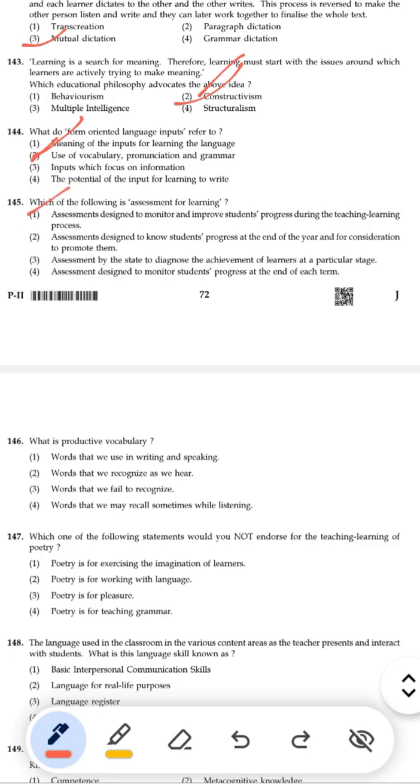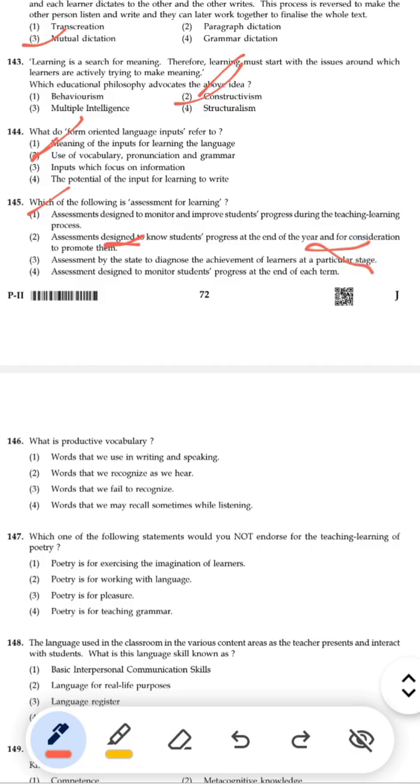Even though it is the correct option, let's check with other options. Assessments designed to know students' progress at the end of the year for consideration to promote them. No, option 2 is actually wrong, because this statement is about summative assessment, which is actually assessment of learning. Option 3 states assessment by the state to diagnose the achievement of learners at a particular stage. Here, this assessment refers to the achievement test, not assessment for learning. So, option 3 is also wrong.